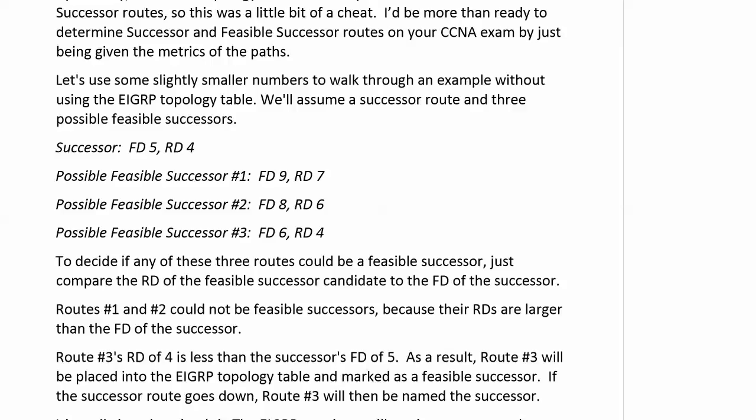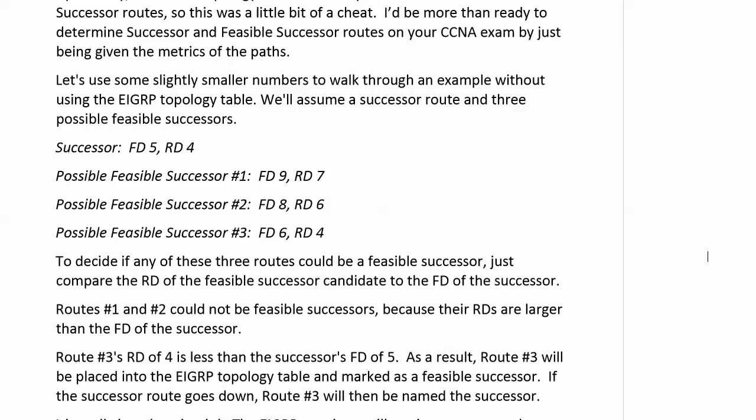The successor has an FD of 5 and an RD of 4. Our first FS, possible FS, has an FD of 9 and an RD of 7. Number 2 has an FD of 8 and an RD of 6. Number 3 has an FD of 6 and an RD of 4. All we need to do is apply the feasible successor condition.